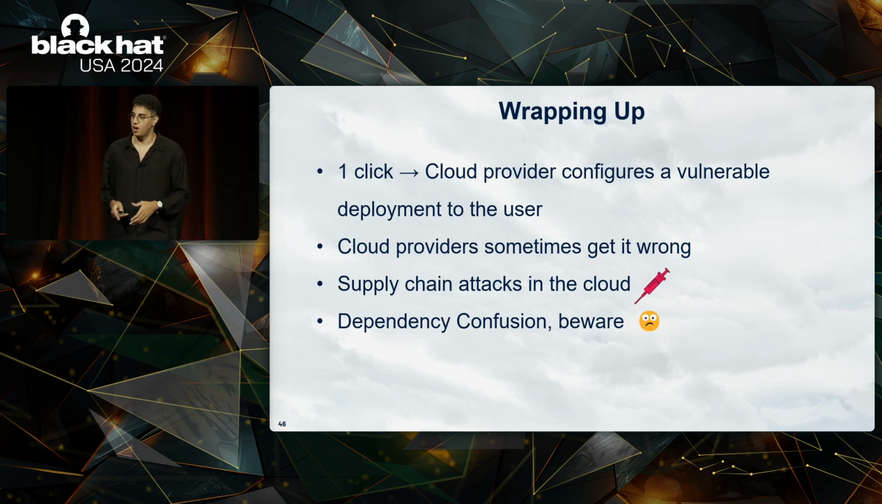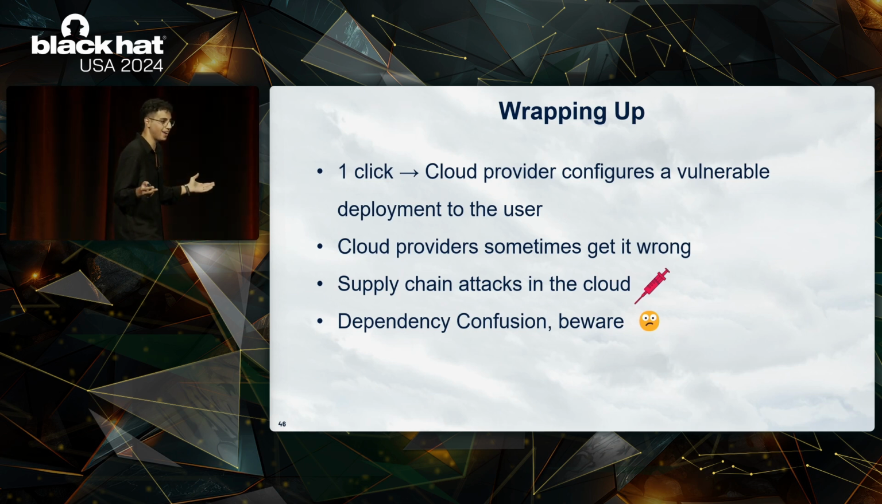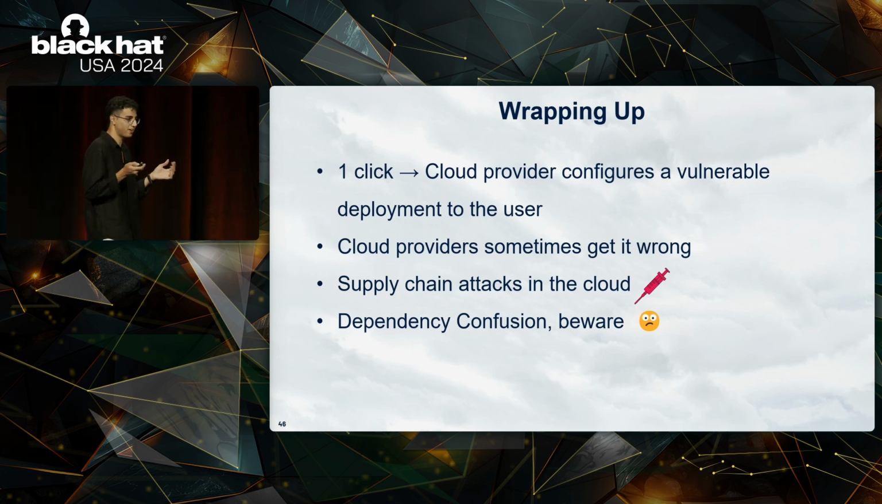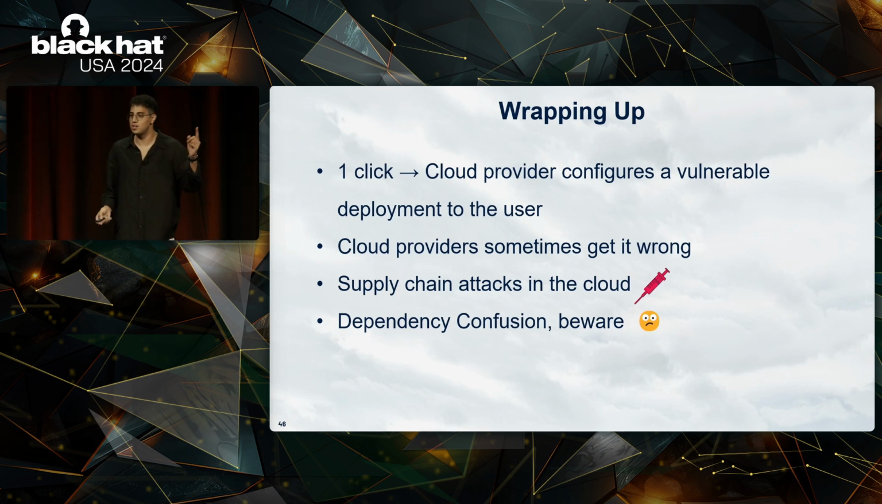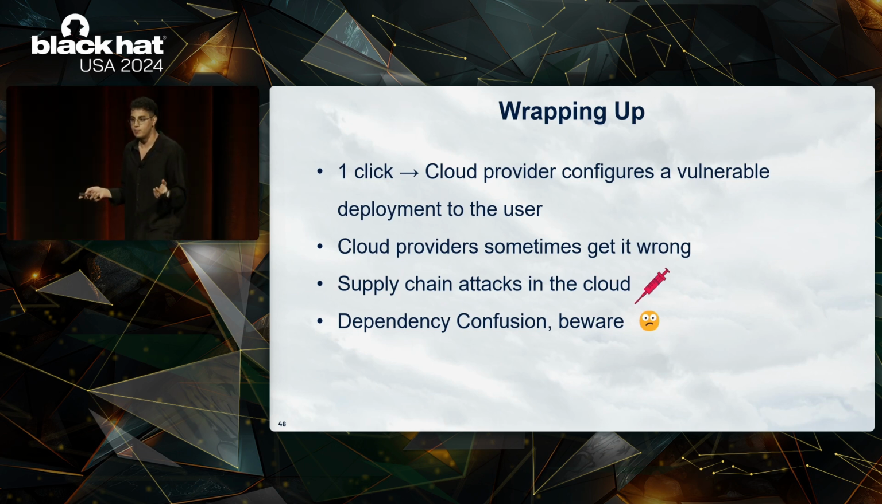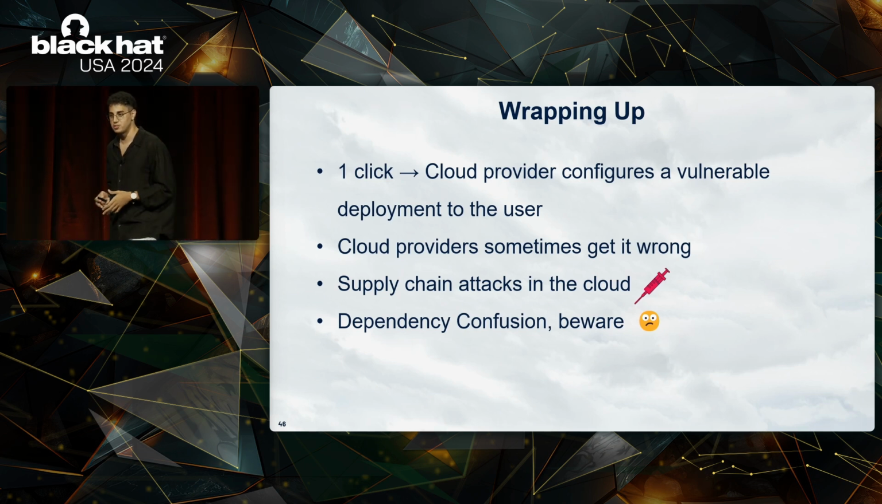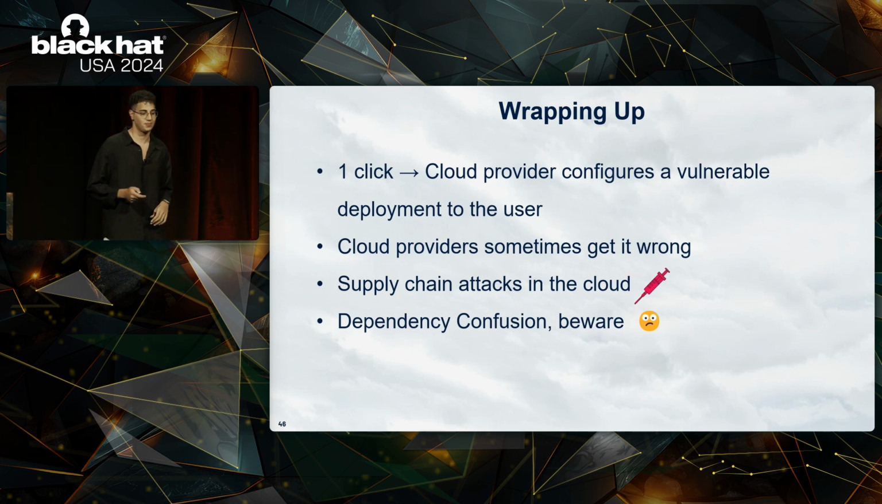Supply chain attacks in the cloud are boosted. We saw it. They are on steroids. Millions of users potentially could be affected by the CloudImposer vulnerability, and this is just one example of a supply chain attack in the cloud. Imagine what could happen in future supply chain attacks. So supply chain attacks in the cloud are rather wild.